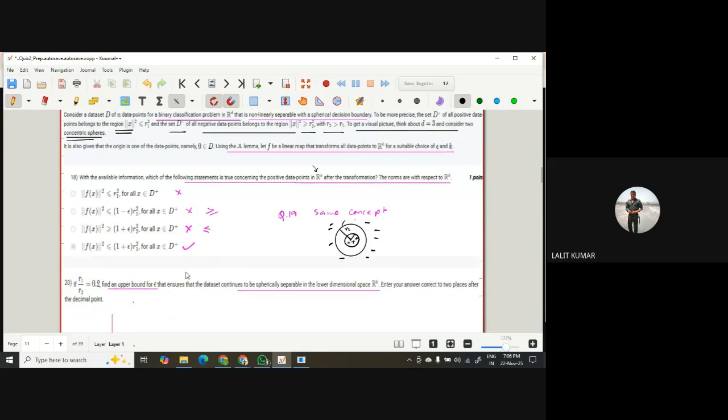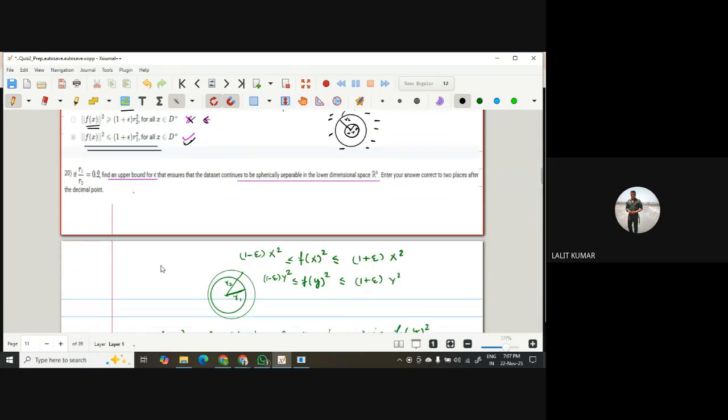So this we can take directly from JL lemma. If you see norm f x square is less than R1 square, there is nothing in JL lemma like this. Norm f x square is less than 1 minus epsilon, this is wrong. This is greater than or equal to. Norm f x square is greater than or equal to 1 plus epsilon, that is also wrong. It is less than or equal to. So we come to the last one, which is the correct one, that norm f x square is less than or equal to 1 plus epsilon into R1 square. That is the correct one.